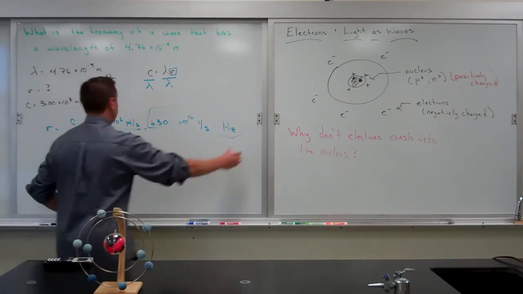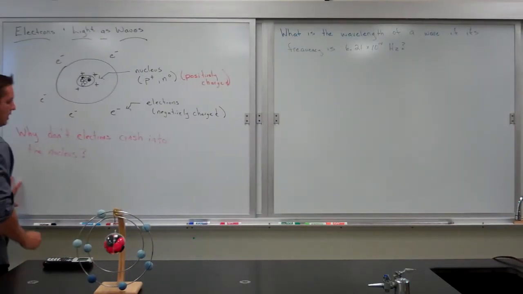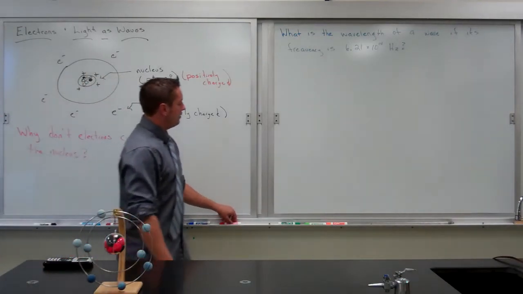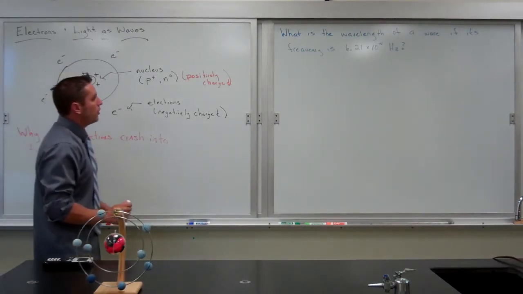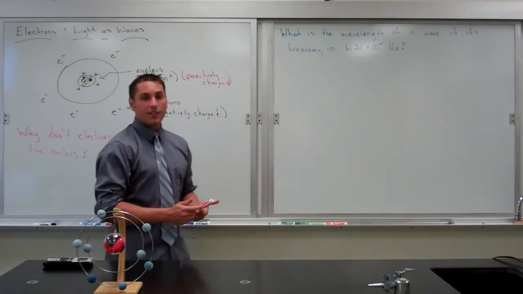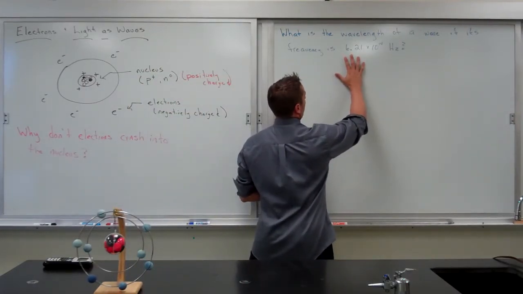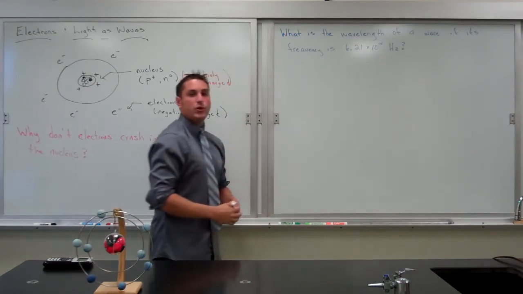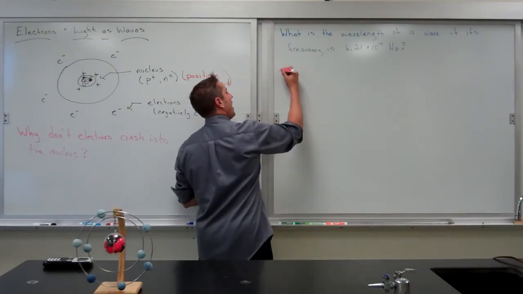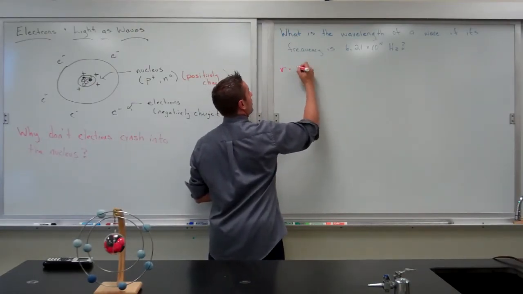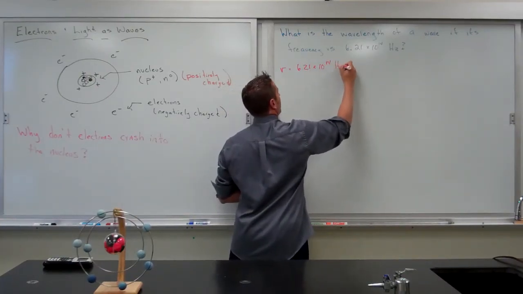Taking a look at another problem. It would say something along the lines of, what is the wavelength of a wave if it has a frequency of 6.21 times 10 to the 14th hertz? Again, attack this problem the same way. I have a number. The unit on that number is hertz. And you can either remember that hertz measures frequency, or you can see the word frequency right next to it. So v is equal to 6.21 times 10 to the 14th hertz.